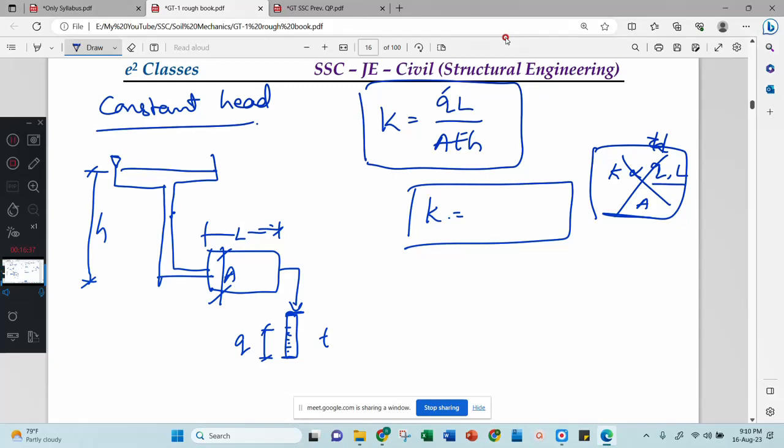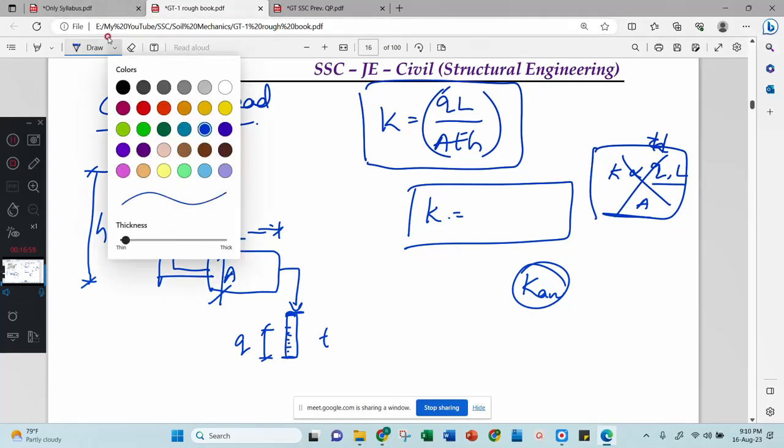That's why in your laboratory you will determine it by varying all of these values. Then at the end, you will take an average of that. That's why k depends on something else. Those relations are just temporary relations. Right? Now we have understood the constant head method.